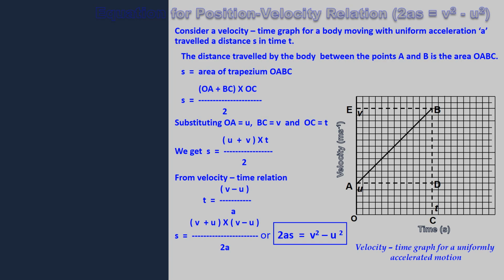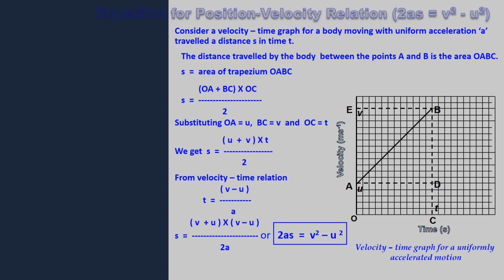So s is equal to area of trapezium OABC. S is equal to OA plus BC into OC upon 2. Substituting OA is equal to u, BC is equal to v, and OC is equal to t, we get s is equal to u plus v into t upon 2. From the velocity time relation, we get t is equal to v minus u upon a. Substituting the value of t, we get s is equal to v plus u into v minus u upon 2a.